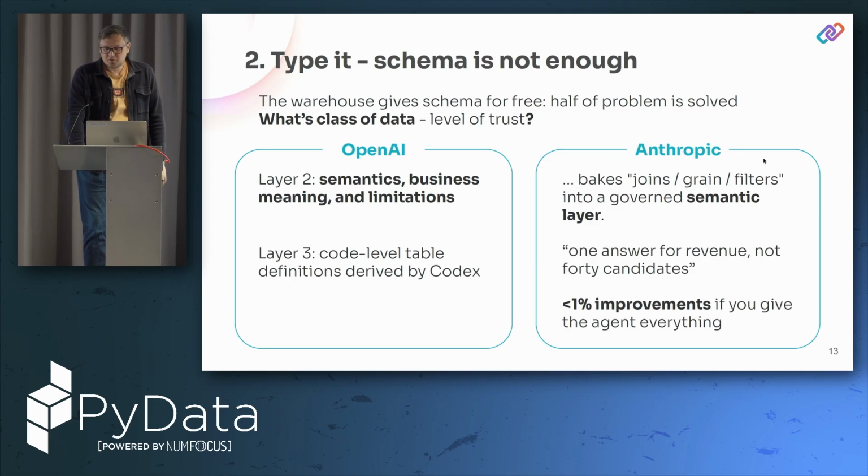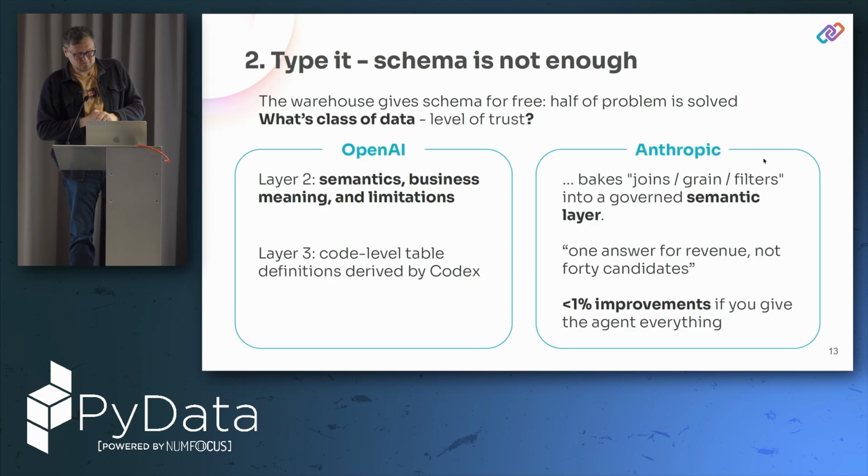And also Anthropic publishes a very interesting number: if they give access to the whole universe of tables, the accuracy improvement is less than 1%. And you can imagine how many extra tokens it will take to deal with this huge amount of information.